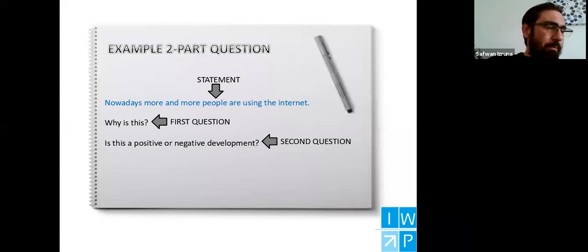Another one. Nowadays, more and more people are using the internet. Why is this? So what's the reason? Is it positive or is it negative? Okay, so this is the combination of 2 things, causes and opinion, which seems to be very, very common.